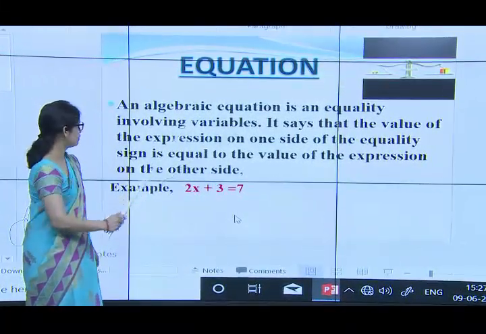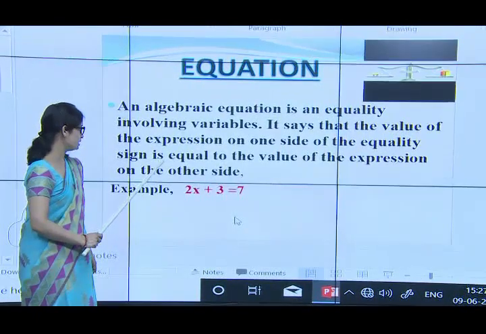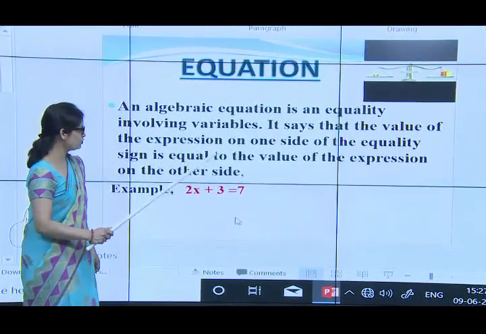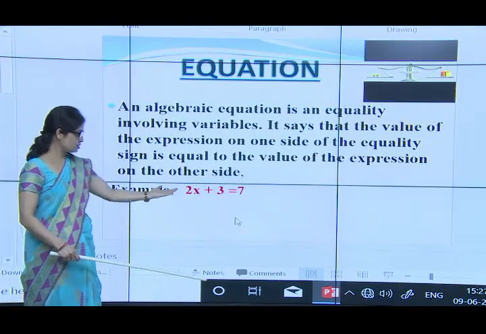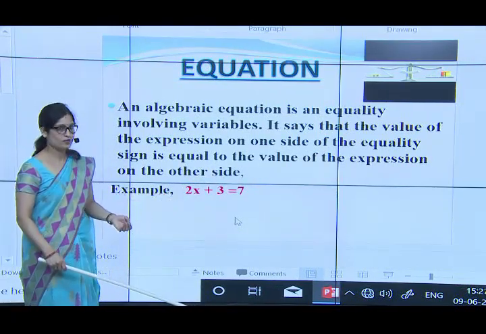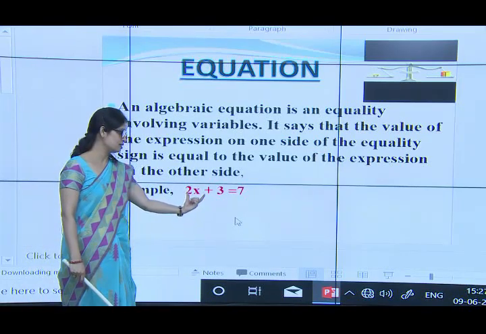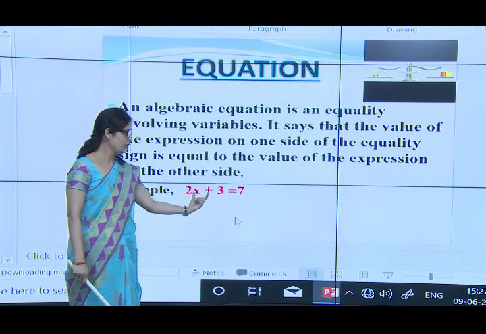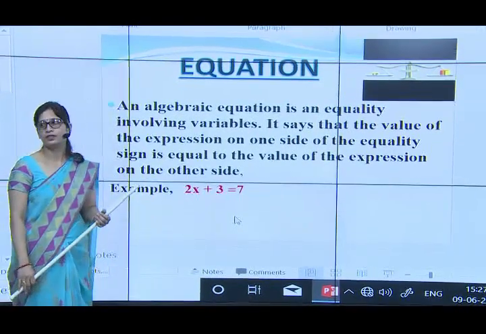It says that the value of the expression on one side of the equality sign is equal to the value of the expression on the other side. If we consider this example, 2x plus 3 is equal to 7. So here 2x plus 3 is one side and it represents the left hand side of the equation, and here this 7 represents the right hand side of the equation.